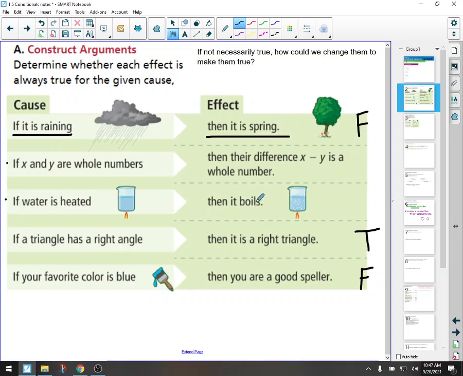If water is heated, then it boils. If water is heated by fire like this for long enough, then it probably will boil. But there's a lot of extra statements there. If water is heated, then it boils. Well, what about when water's not heated with a hot enough heat source and it doesn't boil? You're just warming it up in the microwave for a couple seconds. So I'm gonna say that this is not always true. Or if I leave cold water out in the sun, it heats up, but that doesn't make it boil.